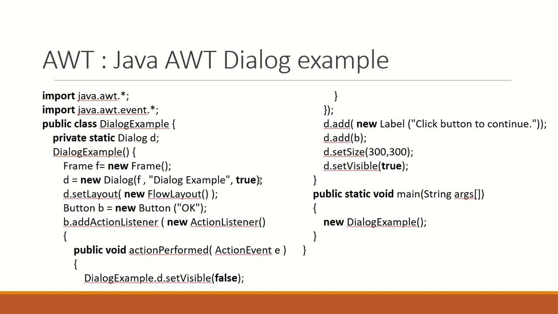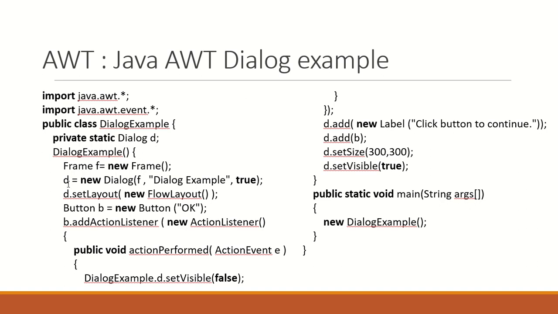Here you have set the visibility as true, and you can see what action is being done. You are setting the dialog as dialog example dot d, where d is the dialog in your dialog example constructor. So you are going to set the dialog to false, that is, it becomes invisible. Then what is to be done next? You have to add a new label in the dialog. What is the label? Click button to continue.